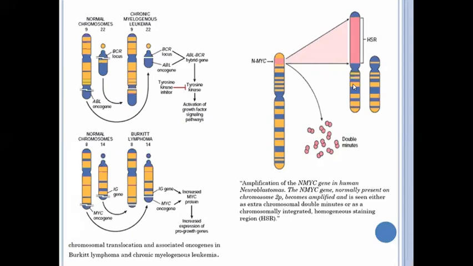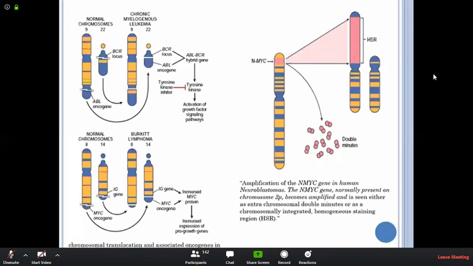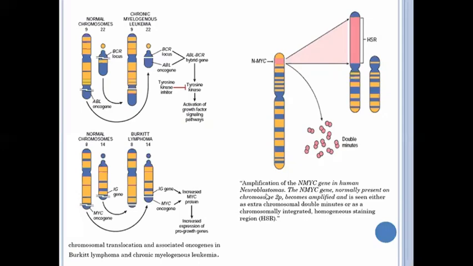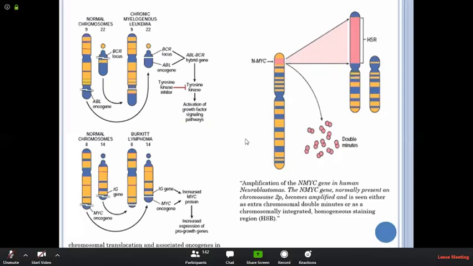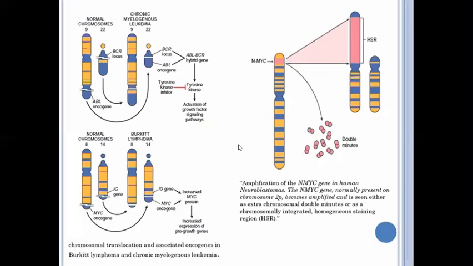Here, the three diagrams show the chromosomal translocations associated with oncogenes. In the upper left side, chromosomes 9 and 22: in the ABL-BCR translocation, a new hybrid ABL-BCR gene is formed, which causes deviation of the growth factor signaling pathway through tyrosine kinase. This tyrosine kinase is checked by a tyrosine kinase inhibitor, and the activation of growth factor signaling pathways is broken.